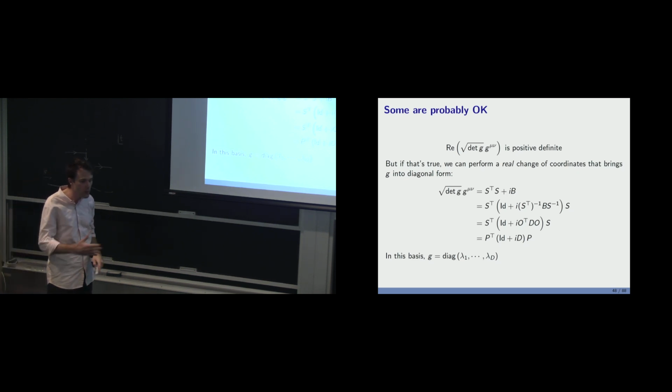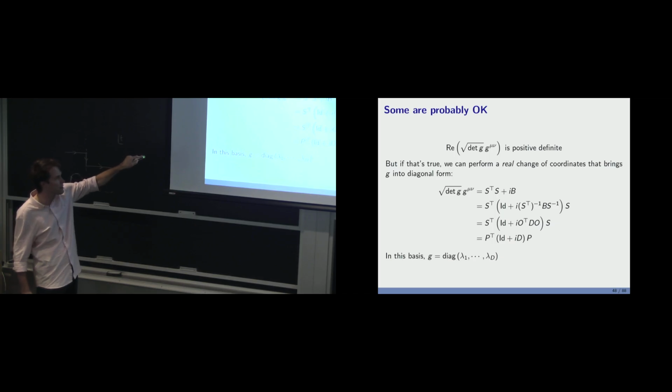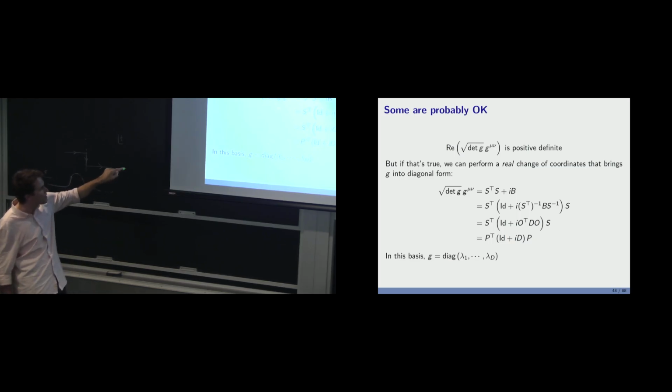So we have a manifold with real coordinates, we perform a real coordinate transformation, but we bring the complex metric into a diagonal form, which has complex elements on it. But the fact that this is positive definite allows us to do that. To see that, we take the real part of this thing, which is positive definite, and it's symmetric, so we can write it as S transpose S, where S is real. It also has some imaginary piece. And with simple manipulations you can show that you can find a real change of coordinates, P is real, such that this goes into a diagonal form.